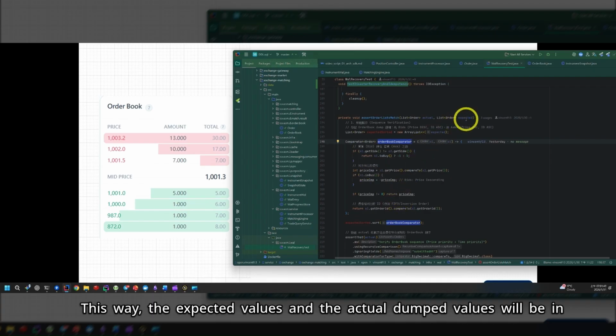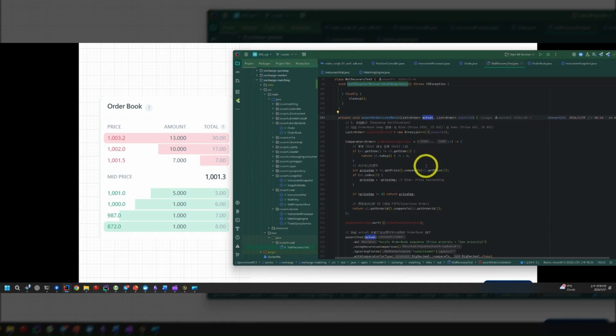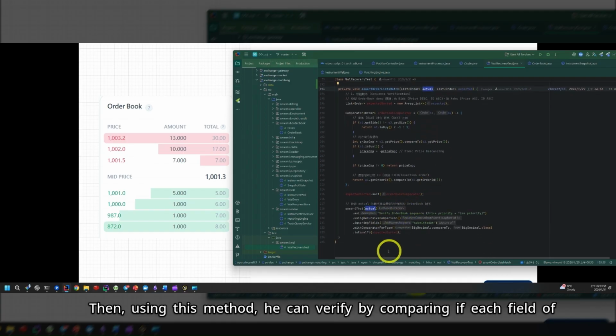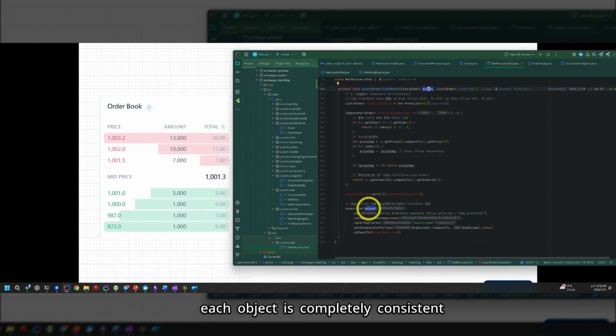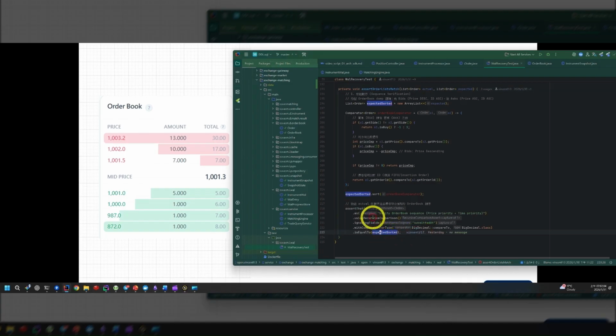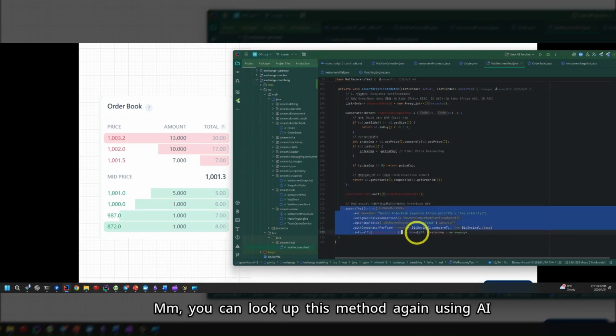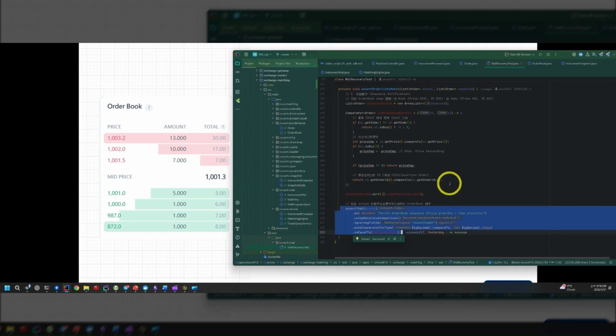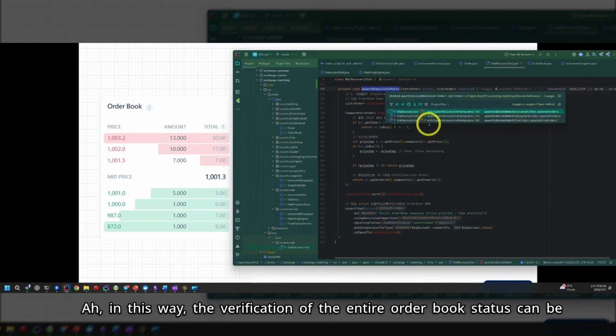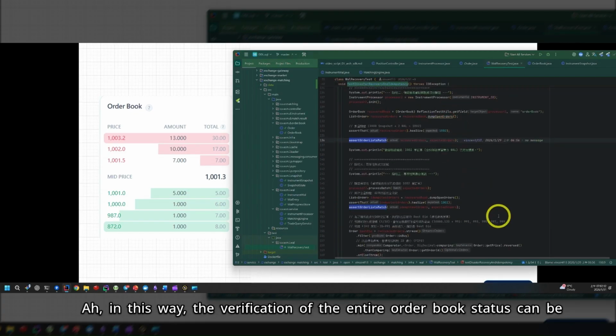This way, the expected values and the actual dumped values will be in the same order. Then, using this method, it can verify by comparing if each field of each object is completely consistent. You can look up this method again using AI. In this way, the verification of the entire order book status can be completed.